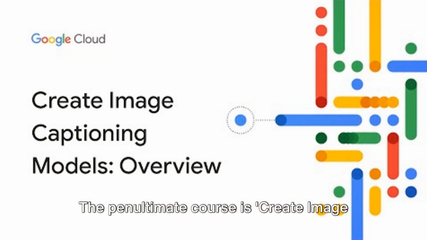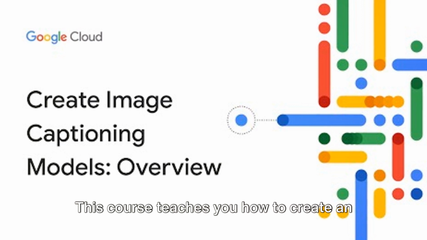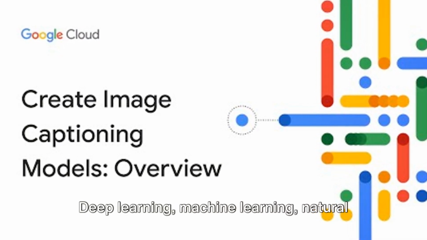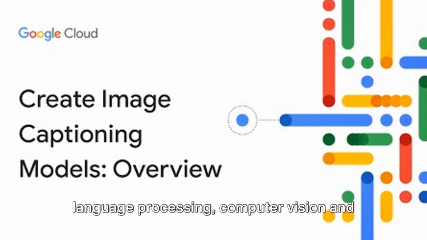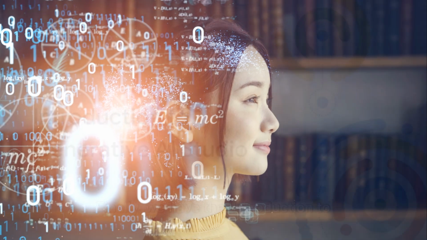The penultimate course is Create Image Captioning Models. This course teaches you how to create an image captioning model using deep learning. Deep learning, machine learning, natural language processing, computer vision, and Python are recommended prerequisites.